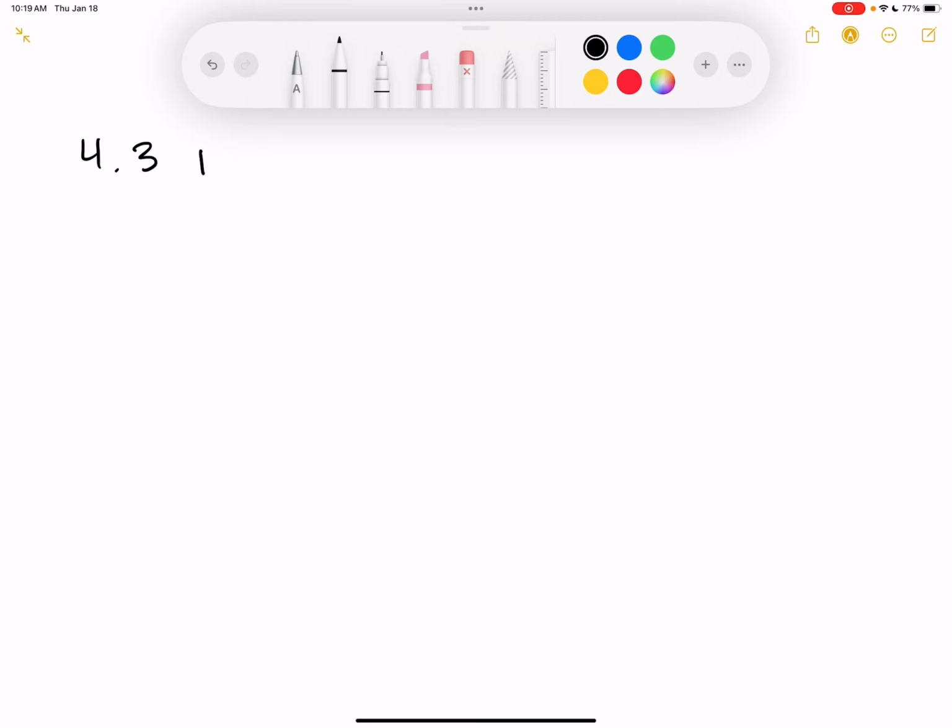4.3, trig extended. AKA we're just doing more with it. Circular functions. That just makes it sound long. Yeah. Very stretchy trig.